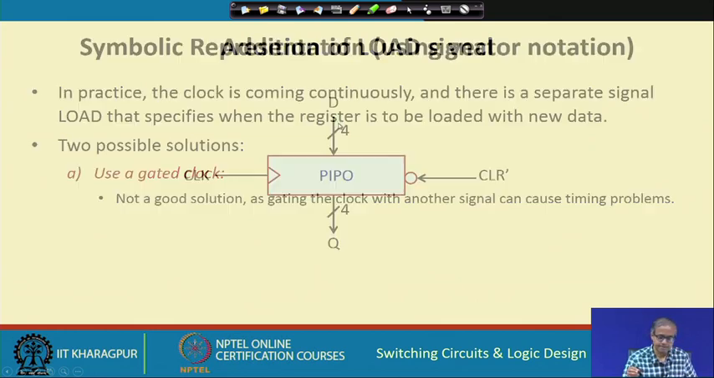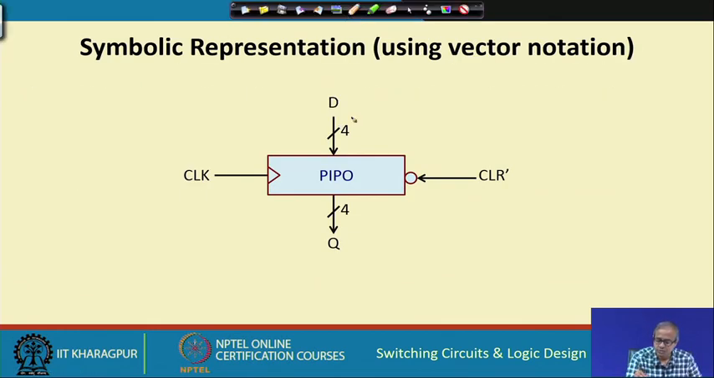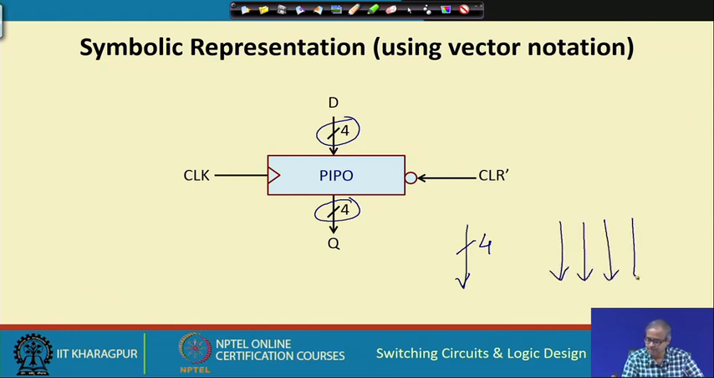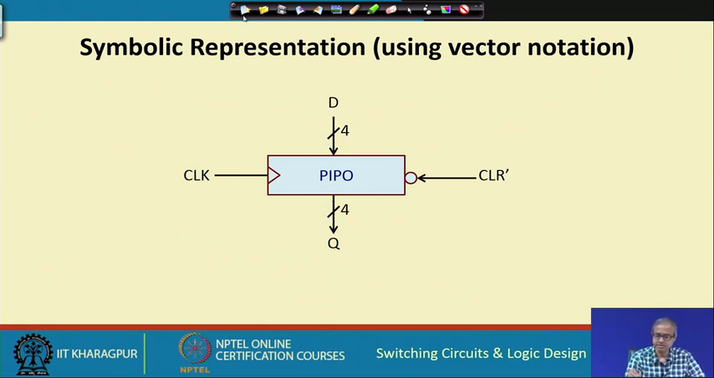You see this 4, as you can see here. So, in this line we have made a cross and then we wrote 4 by the side of it. This means actually this is a collection of 4 different lines, not one. So, the number of bits or number of lines I can just represent it like this, and this is called vector notation. So, in vector notation D actually means D1, D2, D3, D4, there are 4 lines, and Q means Q1, Q2, Q3, Q4. Okay. So, this is how symbolically a PIPO register looks like.